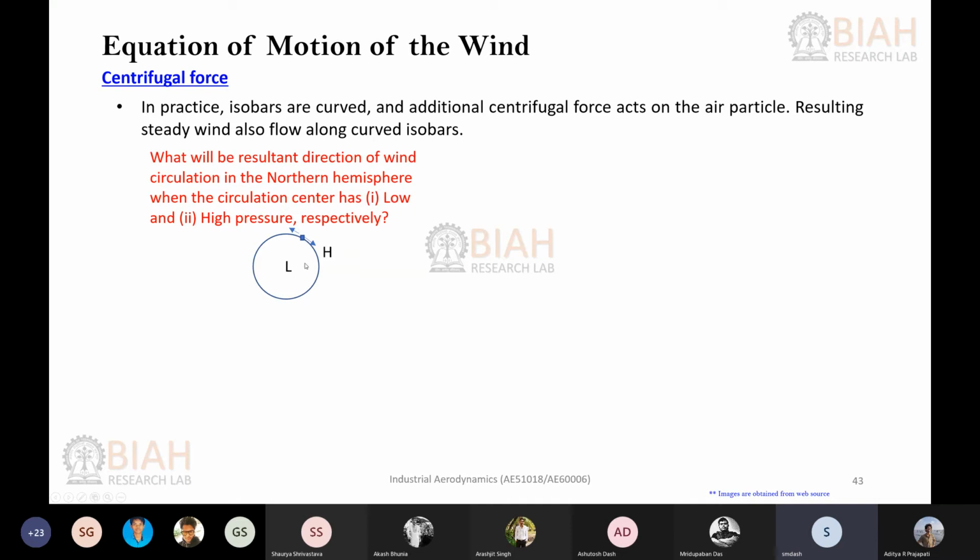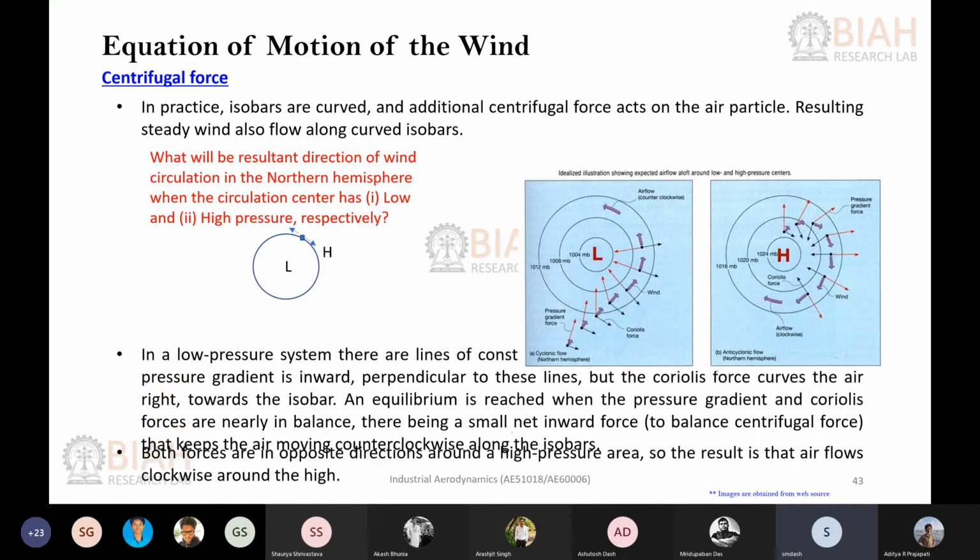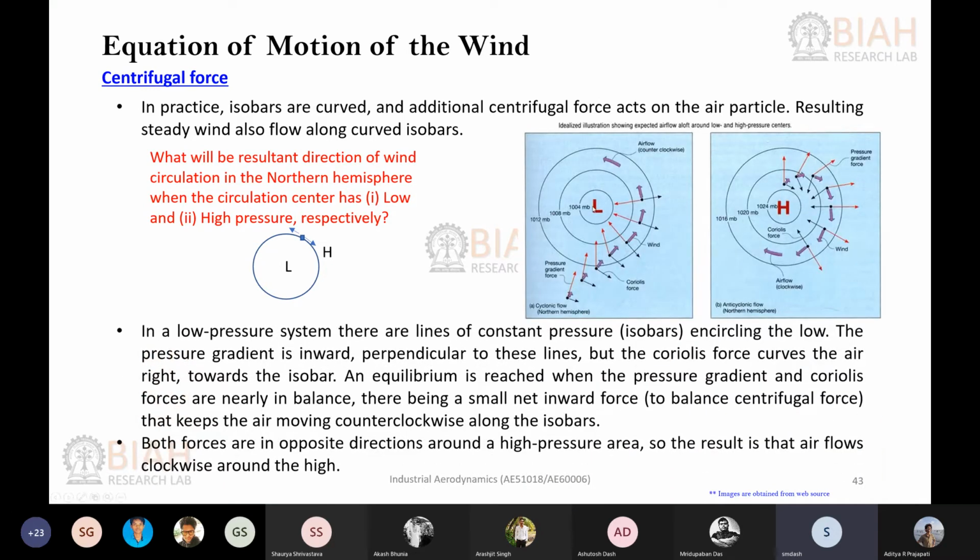Yes, that is the correct answer, and that is valid for the northern hemisphere. Let me explain how it happens. Consider there are two scenarios. Let's focus on this one first: low pressure at the center and high pressure outside. We know that the pressure gradient force will act from higher to lower pressure, shown in these red lines. Now the Coriolis force will act opposite to that. In the northern hemisphere it will always try to move the air parcel towards its right. Because of that, the air parcel starts to move towards its right in the northern hemisphere.